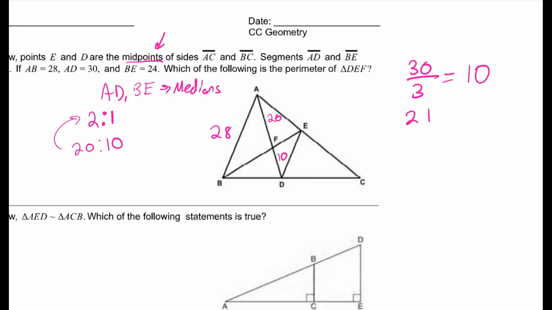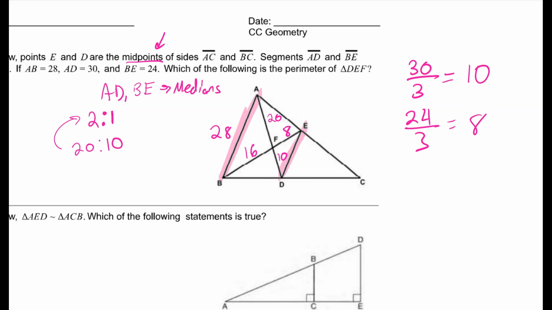If that whole length is 24, if I want to break that into a 2-to-1 ratio, each of those pieces should be 8 in length. So FE should be 8, that's the smaller part. Double that, 2 groups of 8 should be 16. Now, in order to find the perimeter of FED, I'm still missing that side length DE.